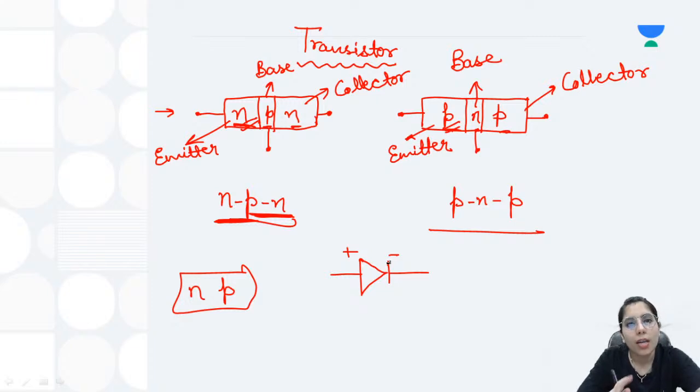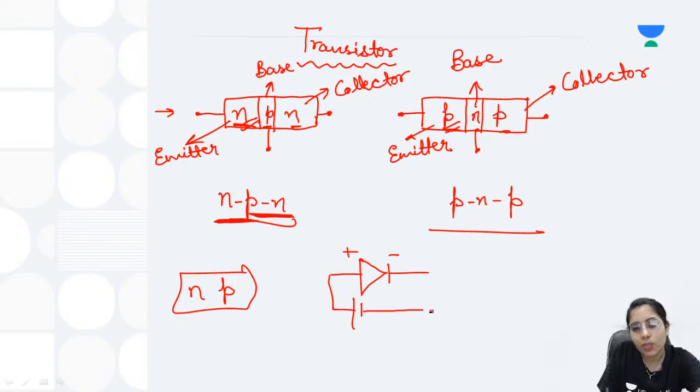Clear? Other thing, if you connect the positive side of the diode with the positive side of the battery and the negative side of the diode with the negative side of the battery, then we say that the diode is forward biased. Means same polarities have been connected together. Then we say it's forward biased.